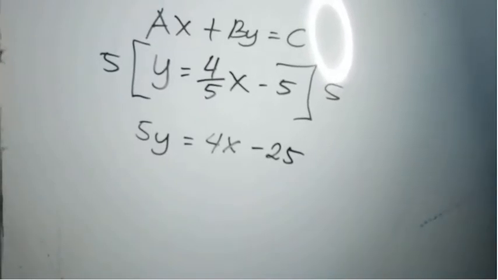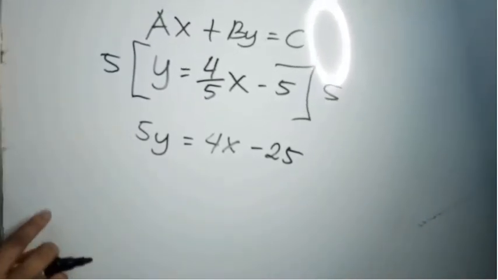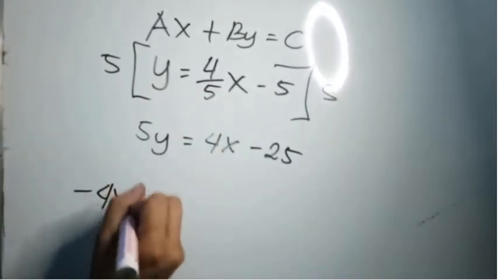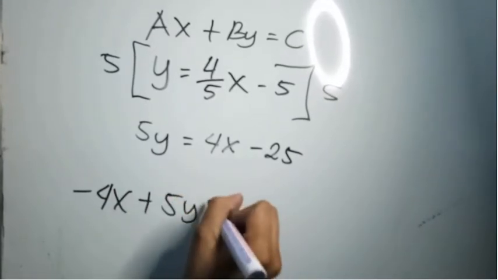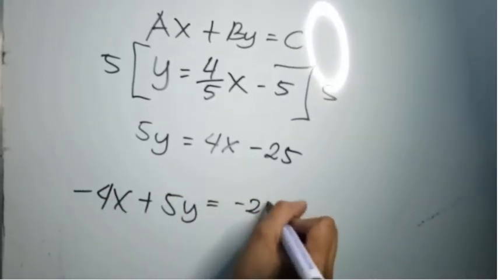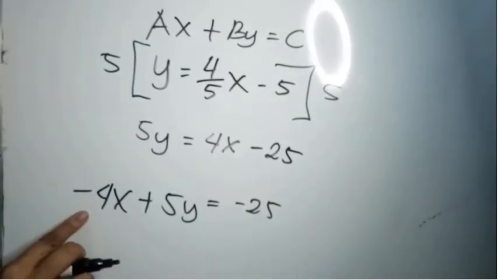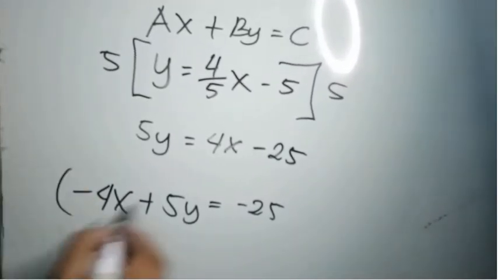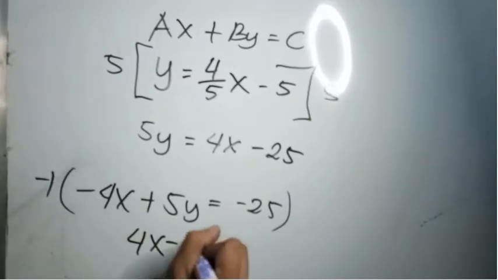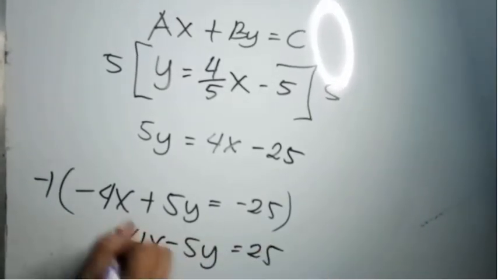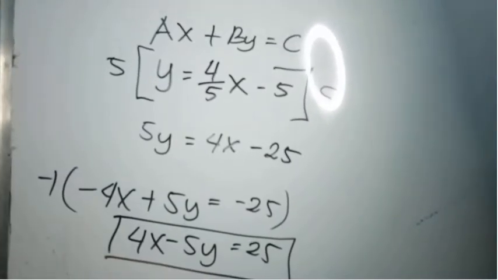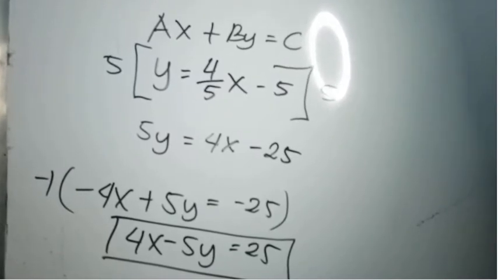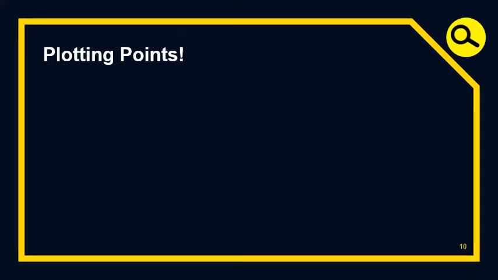Then transpose the x term to the left side. So we have positive 4x. It becomes negative 4x plus 5y is equal to negative 25. Then we have the first term is negative. So we're going to multiply the whole equation by negative 1. So it becomes 4x minus 5y is equal to 25. So the standard form of y is equal to 4 over 5 x minus 5 is 4x minus 5y is equal to 25.